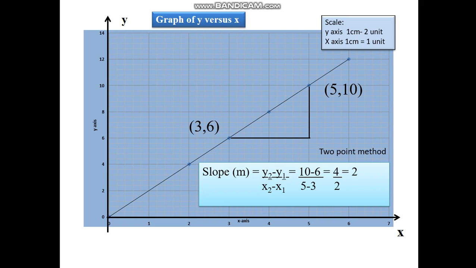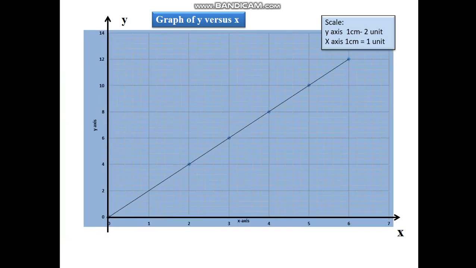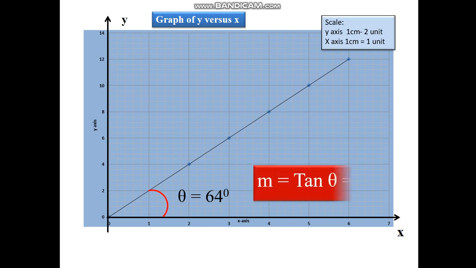Let us see the third method to find the slope. So again we take a graph of y versus x. Again we draw the y-axis and the x-axis with the same scale. Y-axis 1 centimeter is 2 units, x-axis 1 centimeter is 1 unit. Draw the line. But now we are finding it by the angle method. That angle is theta, which is somewhere around 64 degrees. So the slope will be given by m is equal to tan theta. Tan of 64 is about 2. So again the slope is 2. We have seen the 3 methods.